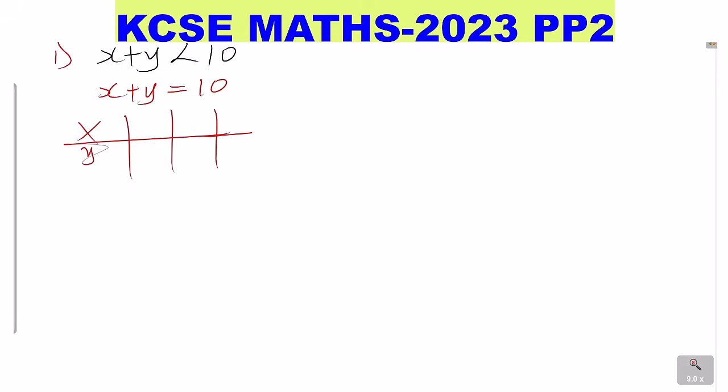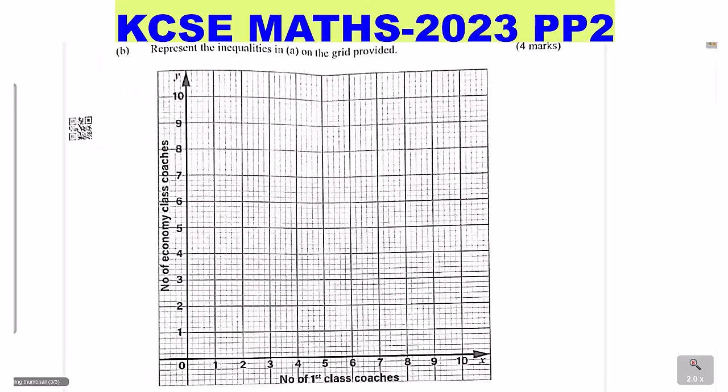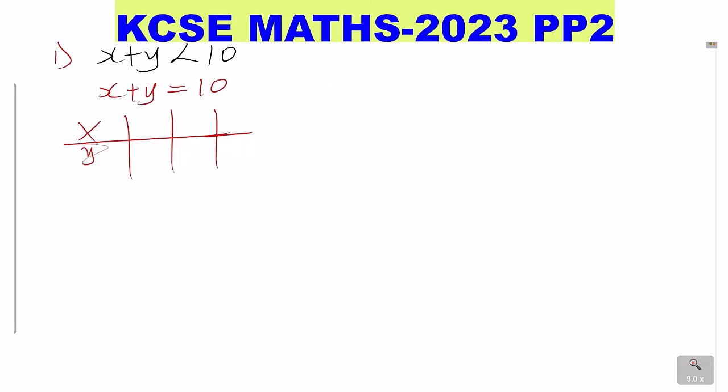We need to get the points. Be careful when you're picking your values, considering the values for the x axis. You can see the minimum is 0 and the maximum is 10, for both the x and the y axis. On the y-axis, you have the number of economy class coaches. On the x-axis, you have the number of first class coaches. So when x is 0, y will be 10. And when y is 0, when you substitute y with 0 in this equation, you'll get 10 as well.